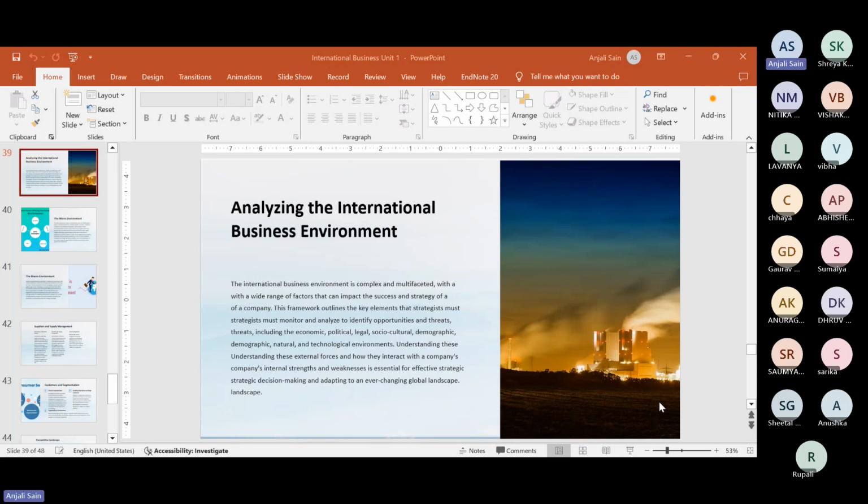Lavanya has asked me to... Is my slide visible to everyone? I'm on the slide analyzing an international business environment. Is this slide visible to everyone? Abhishek, it is visible for all others. Then there might be some issue with your system.